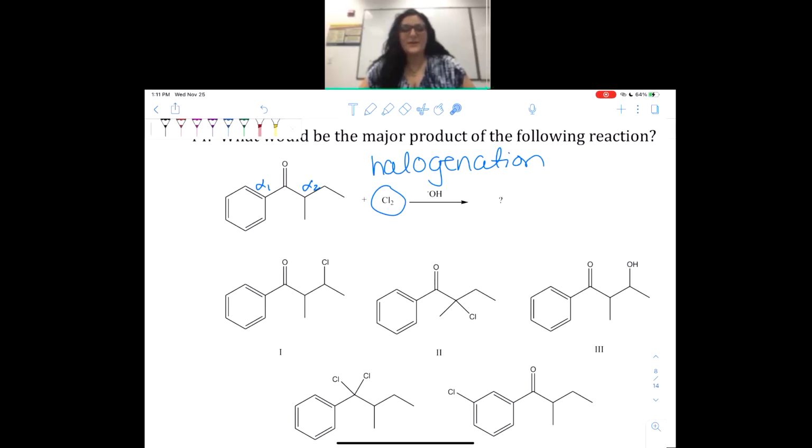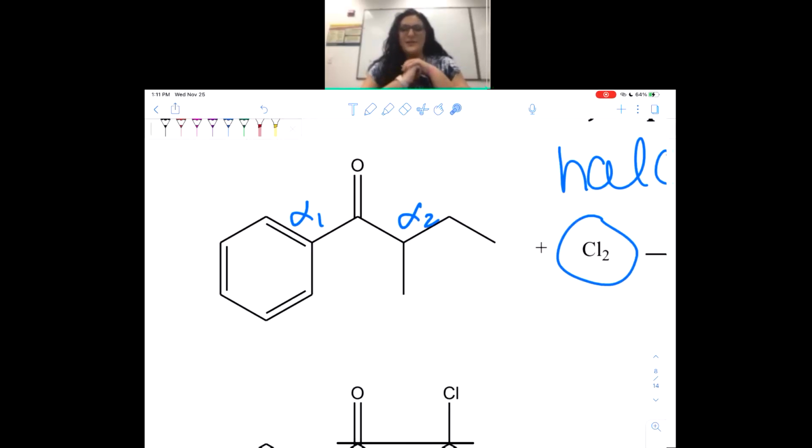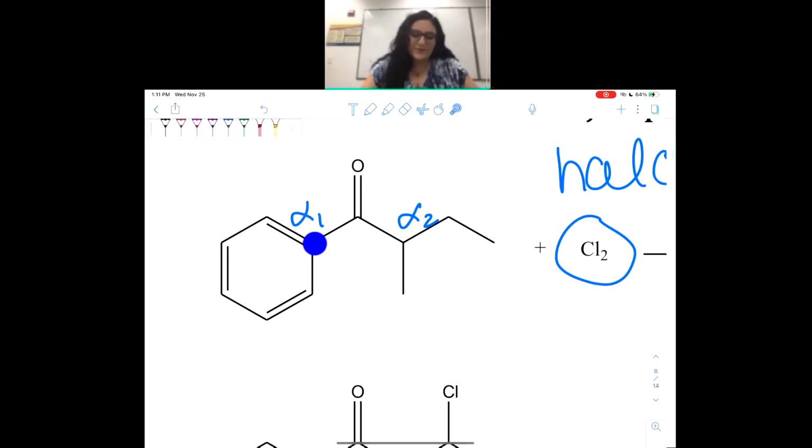No double bond. Okay, so what do you mean by no double bond? You guys are on the right track, but you're missing something super, super simple. You're thinking too much into it. Alpha 1 has a double bond. Exactly. So is there a hydrogen here? No. There's only a hydrogen here.